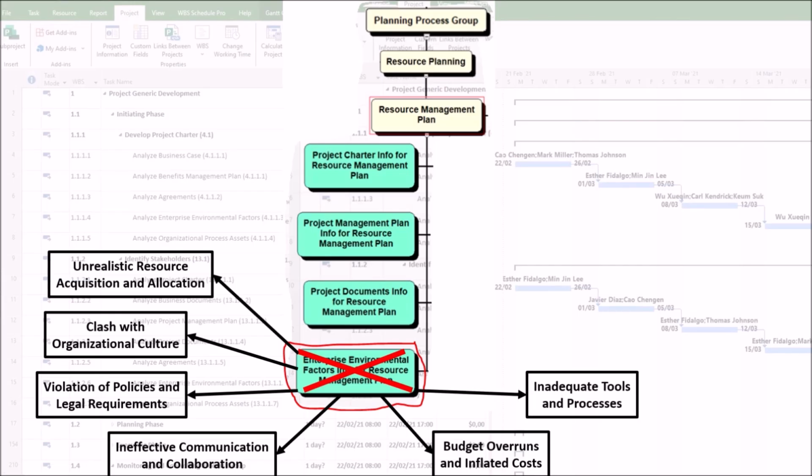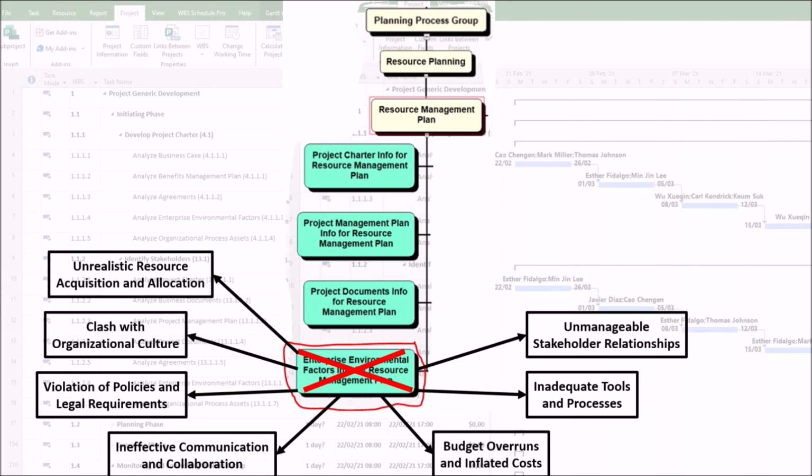6. Inadequate tools and processes. The harm here is that the plan is created to use tools the organization doesn't support, leading to inefficiency and friction. For example, the resource plan is built around using Jira for task tracking and time management. However, the analysis of the enterprise environmental factors fails to detect that the company has an enterprise-wide license for and mandates the use of Microsoft Azure DevOps. So, the team now has to use two systems or a new plan must be created, wasting time and effort.